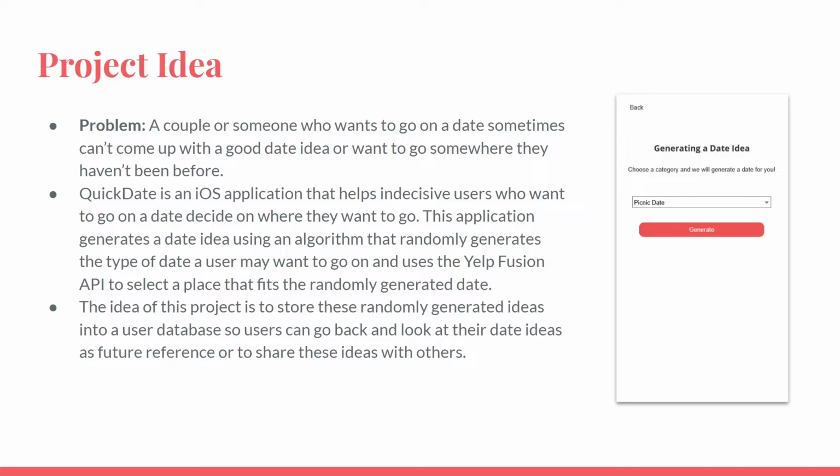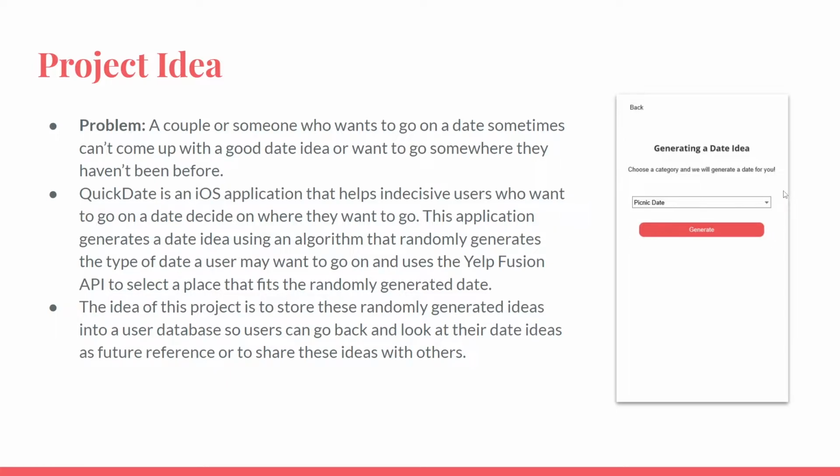This application generates a date idea using an algorithm that randomly generates the type of date a user may want to go on and uses the Yelp Fusion API to select a place that fits the randomly generated date. So, for example, if a user goes into the generate date idea view, they are able to randomly generate a date idea by clicking on this generate button that you see on the screen right here.